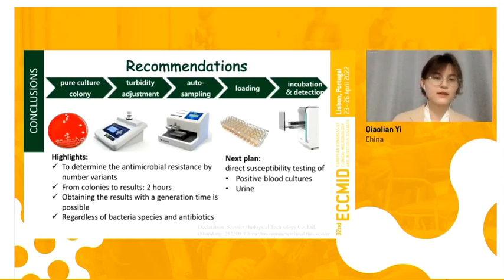Now, let's have a conclusion. The Coulter counter-based AST system is theoretically applicable regardless of bacterial species and antibiotics. It is able to determine antimicrobial resistance by number variants, and 2 hours is enough to obtain results. In addition, because this method can detect bacteria at a single-cell level, obtaining results within a generation time is possible.